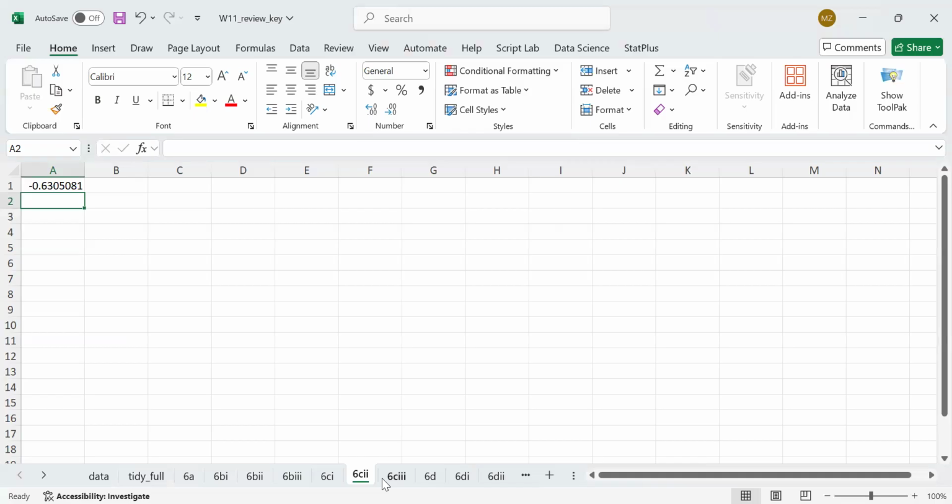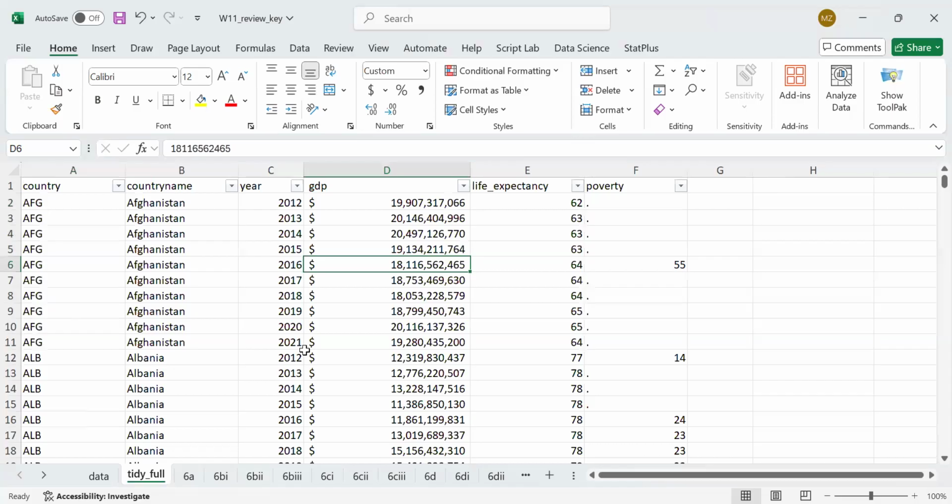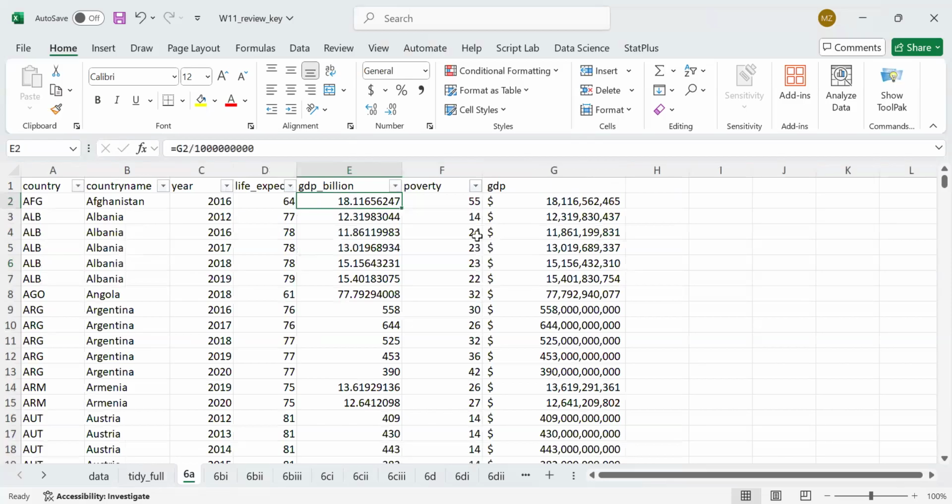So that's 6C. Let's do 6D. Estimate how GDP, billion, and poverty predict life expectancy using regression. Write down the equation that represents this regression. What are the values of the below measures? And interpret the meaning of each measure. So if you go here, you have the GDP. You can go to the 6A sheet. So you have GDP, life expectancy, and poverty here.